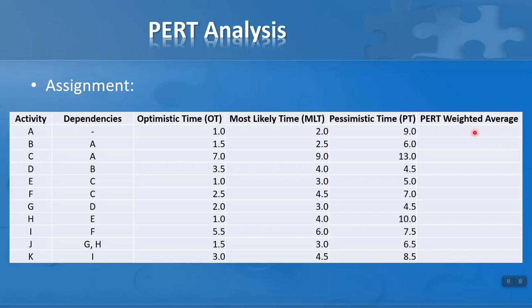Do note that your answer is always going to be greater than the optimistic time and less than the pessimistic time. So if I get an answer here of a PERT weighted average of say 15, I know I have made a mistake using the formula. And then in Excel, we can copy all of that down. And then using the PERT weighted average times, we can then draw up the project network diagram.